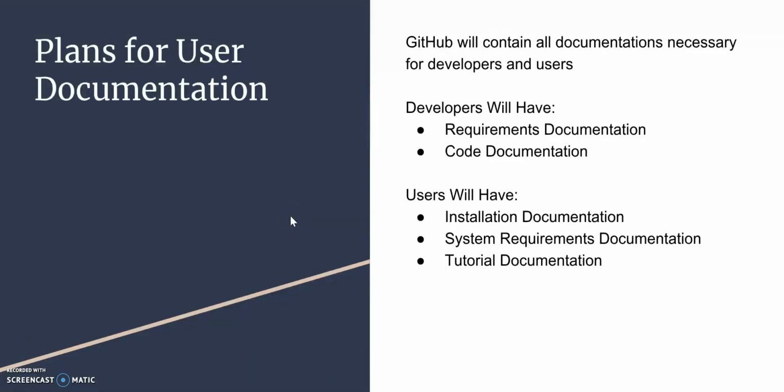All right, plans for user documentation. GitHub will contain all the documentation necessary for developers and users. The developers will have requirements documentation, which is non-functional and functional requirements, and code documentation. Users will have installation documentation, both for admin and for the user itself, which would include the student, system requirement documentation, and tutorial documentation.